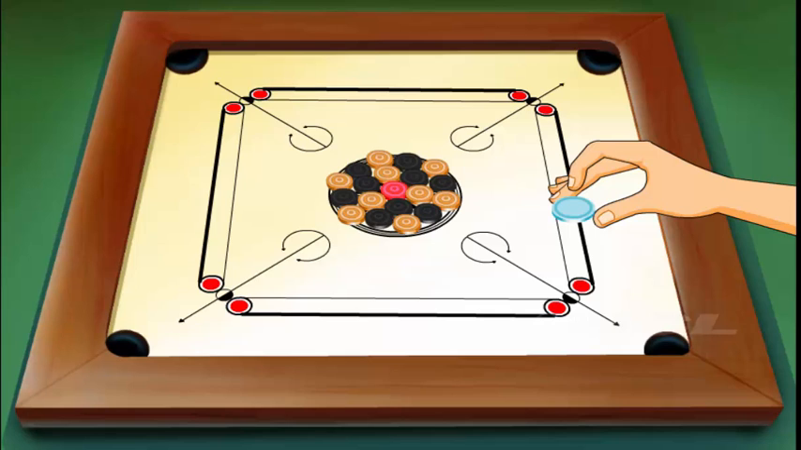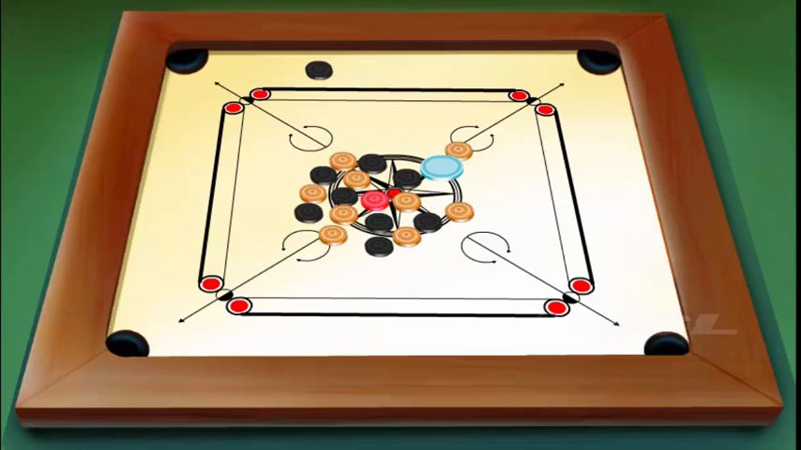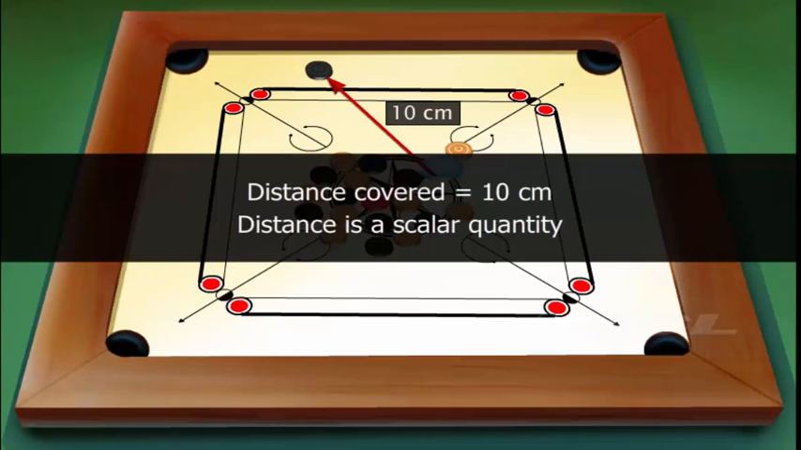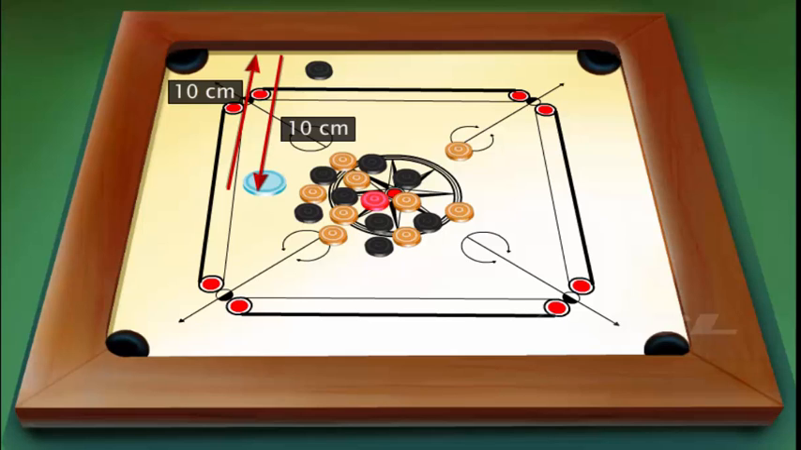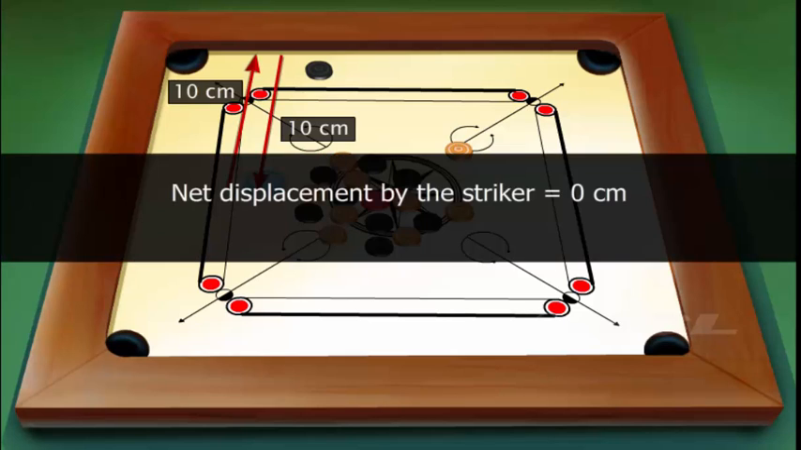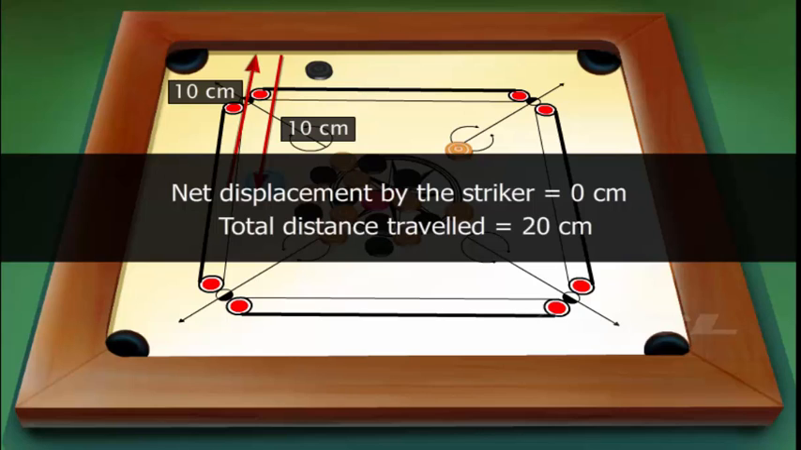Physical quantities are of two types. They are scalar and vector. In carom, a game in which a striker is used to hit and move other coins, a carom board coin moves 10 centimeters when it is knocked by the striker coin. Scalar quantity depends on magnitude only and does not depend on direction. A striker coin moves 10 centimeters northwards and bounces 10 centimeters southwards. The net displacement is 0, though the total distance covered is 20 centimeters.